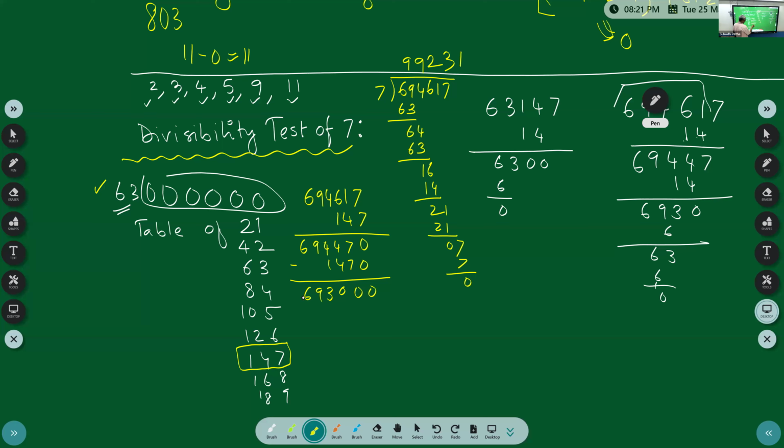But we are now ignoring the last 3 digits, and the number in hand is 693. We do the same thing again: 3 into 2 is 6, and we end up getting 63, actually 63 with 4 zeros. So from here to here, we could reach very quickly by taking help of the table of 21. Therefore, 21 is important in the life of 7, because 21 has got 1 in its unit place.